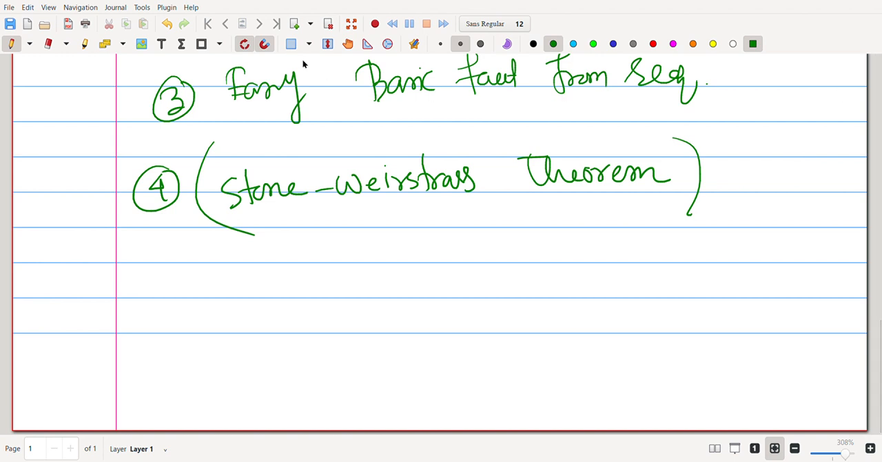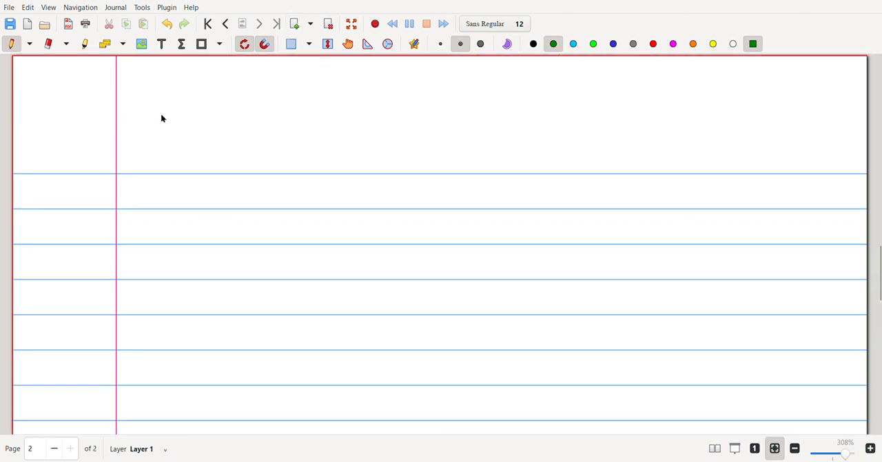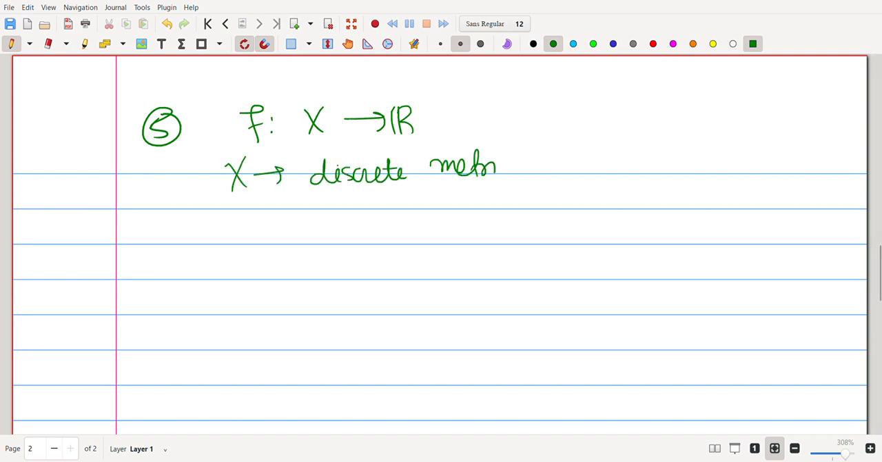Now nice problems start from question number 5. If X is a metric space such that every continuous function f from X to R is uniformly continuous, then X is compact. See, if you have f from X to R, and X is a discrete metric space, then any map is continuous, right? Because in a discrete metric space every set is open, so the inverse image of an open set is automatically open, so any function is continuous.